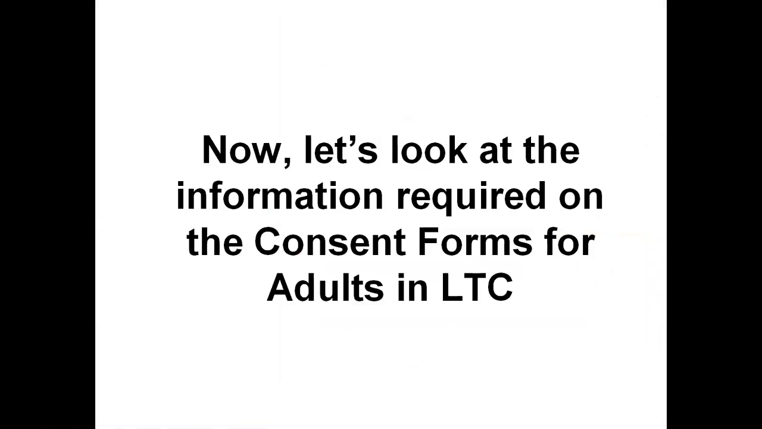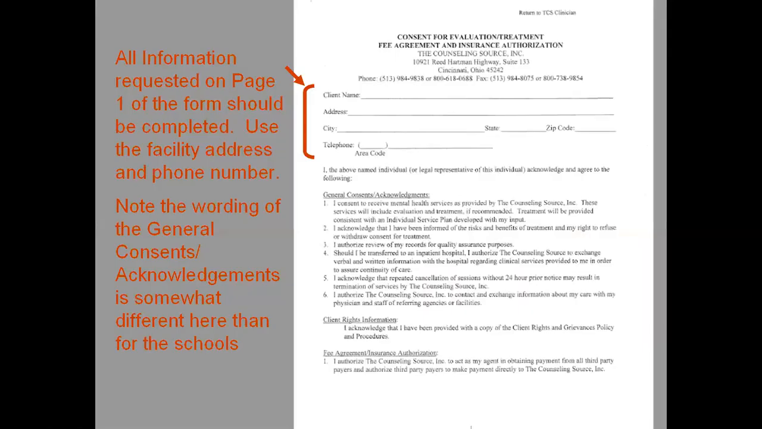Now let's take a look at the information required on the consent forms for adults in long-term care. All information requested on page 1 of the form should be completed as before, and use the facility address and phone number rather than their personal home information. Note again that the wording of the general consents and acknowledgments is somewhat different here than it is for the schools.